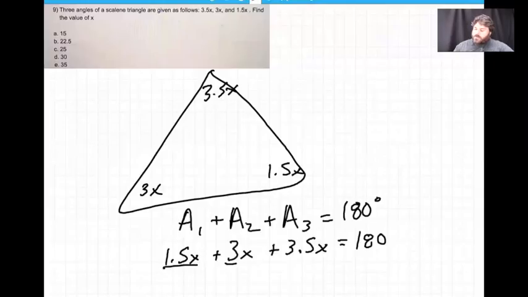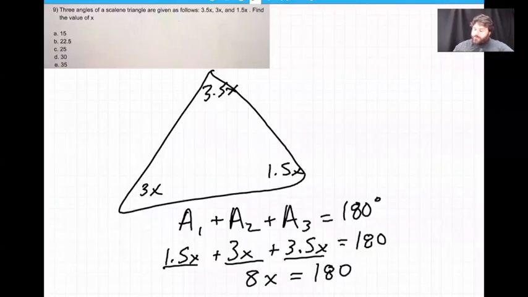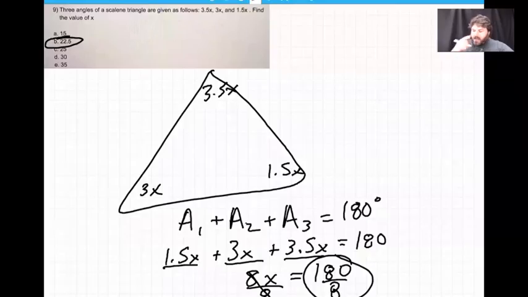Combine my like terms. Since they're all the same variable, I can combine all those together. I get 8x equals 180. Last step would be to divide out the 8. So 180 divided by 8 is 22.5, and that is the value of x.